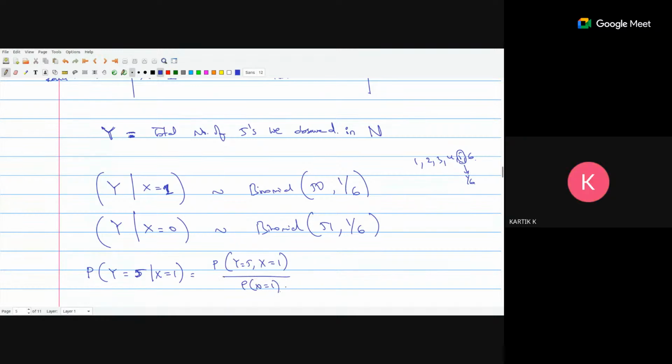Got it, sir. And if I remove that conditional probability, then I have to calculate for both cases: if x is equal to 1 and y equal to 5, or x equal to 0 and y equal to 5, right?